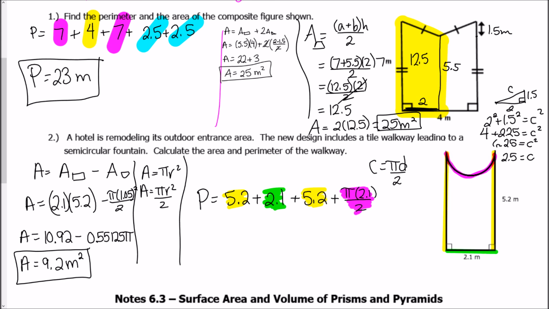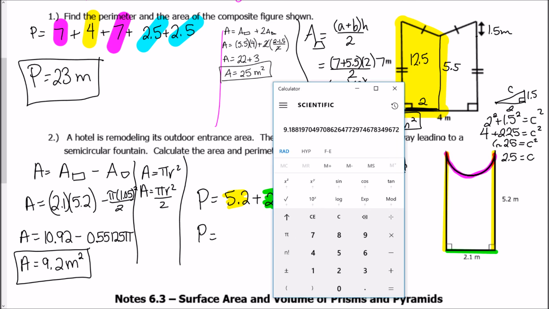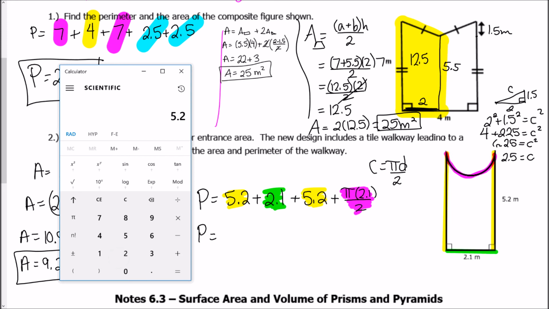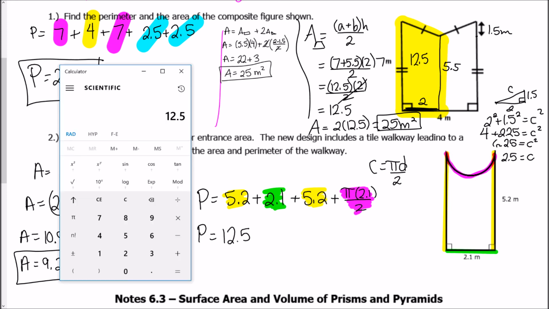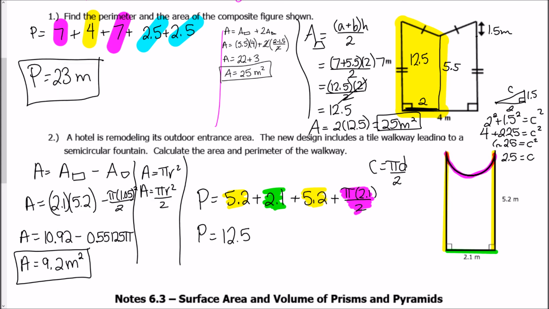So when I calculate all of this information, I just want to simplify this piece right here, which we'll do in a minute. Let's go ahead and add these together. So this becomes 5.2 plus 2.1 plus 5.2, and I get 12.5. Then we have this 12.5 plus 2.1 divided by 2 times pi. We already figured out 2.1 divided by 2 is 1.05. So this is 1.05 pi. And that's my exact answer.